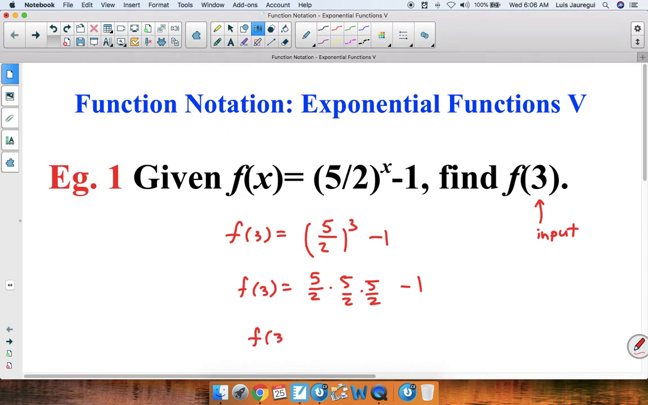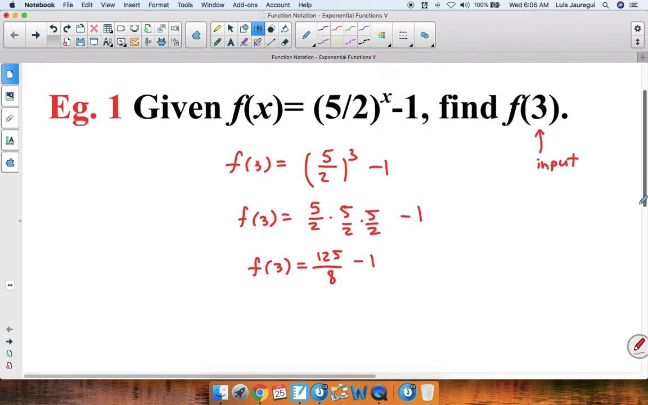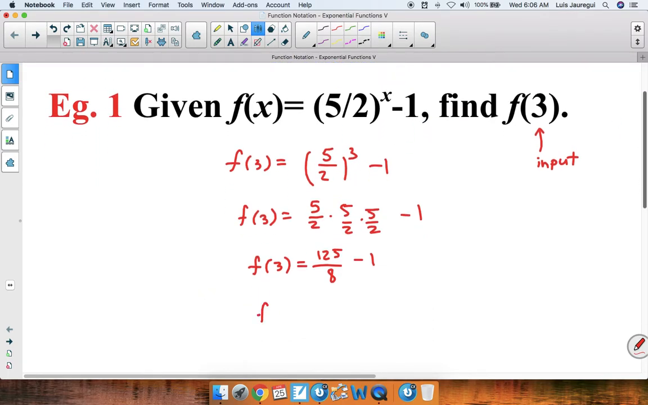So multiplying across, we get that f of 3 is equal to 5 times 5 is 25, times 5 is 125, all over 2 times 2, which is 4, times 2, which is 8. And this is minus 1. So looking for a common denominator, we can rewrite this as follows. f of 3 is equal to 125 over 8 minus 1 times 8 over 8, so we can have the same denominator.